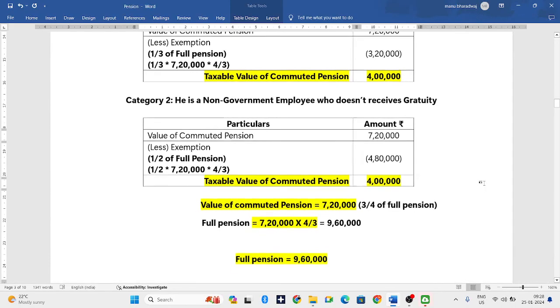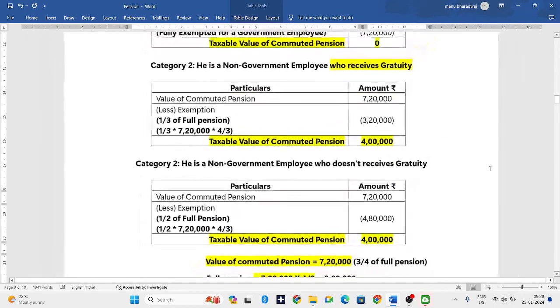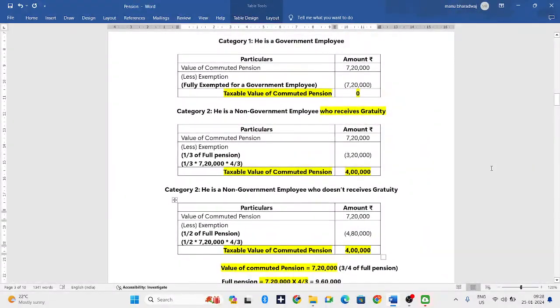So this is how we need to solve the pension problems. Hope you have understood how to solve the pension problems.